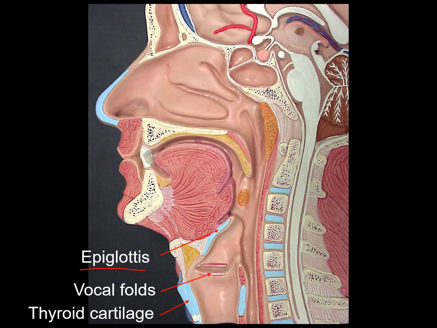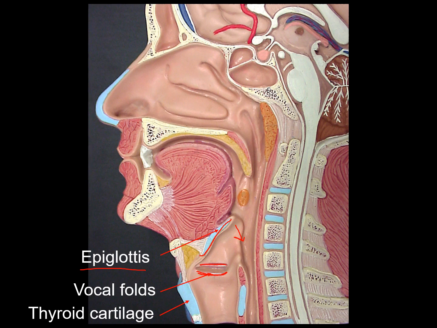So here's the epiglottis coming up. Again, it's coming from the anterior side, and it's going to fold downward to the posterior side. And then here are our vocal folds. So here's the true vocal cords or vocal folds. And then up at the top part, this is the vestibular fold or false vocal cords.